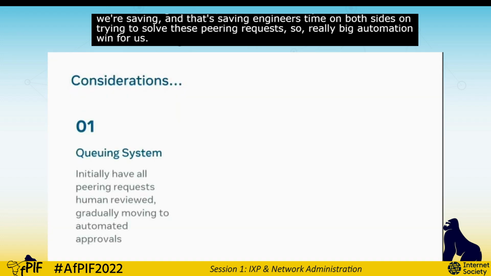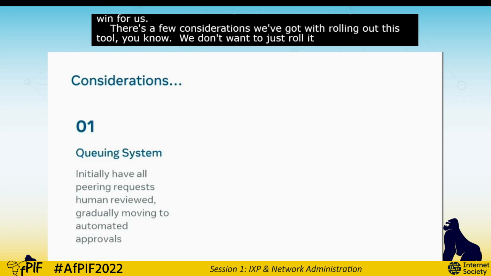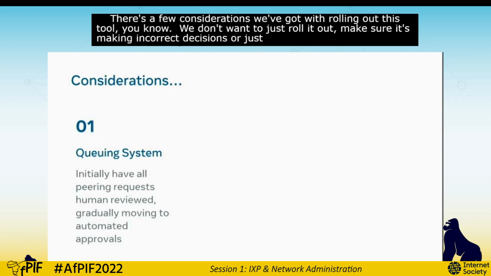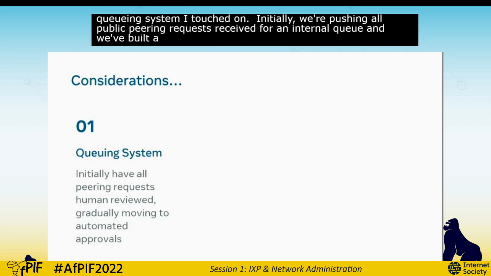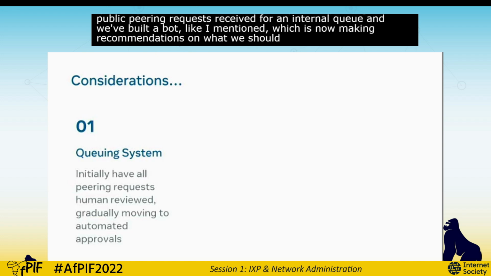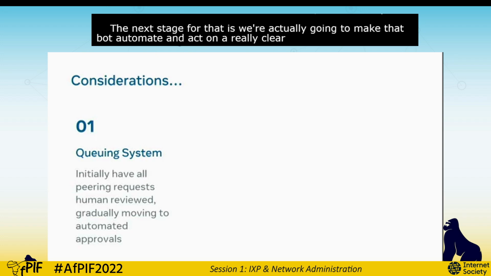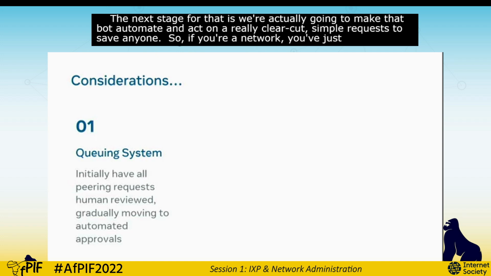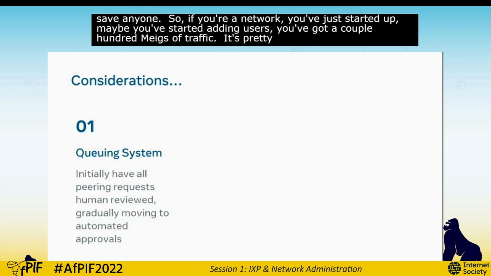There's a few considerations we've got with rolling out this tool. We don't want to just roll it out and find it's making incorrect decisions or just doesn't work. So the queuing system I touched on. Initially, we're pushing all public peering requests received to an internal queue. And we've built a bot, like I mentioned, which is now making recommendations on what we should do with those requests. The next stage for that is we're actually going to make that bot automate and act on the really clear-cut, simple requests to save anyone acting on it. So if you're a network, you've just started up, maybe you've added users, you've got a couple of hundred megs of traffic, it's pretty clear-cut that we want a peer review. And so we'll now act on that automatically.